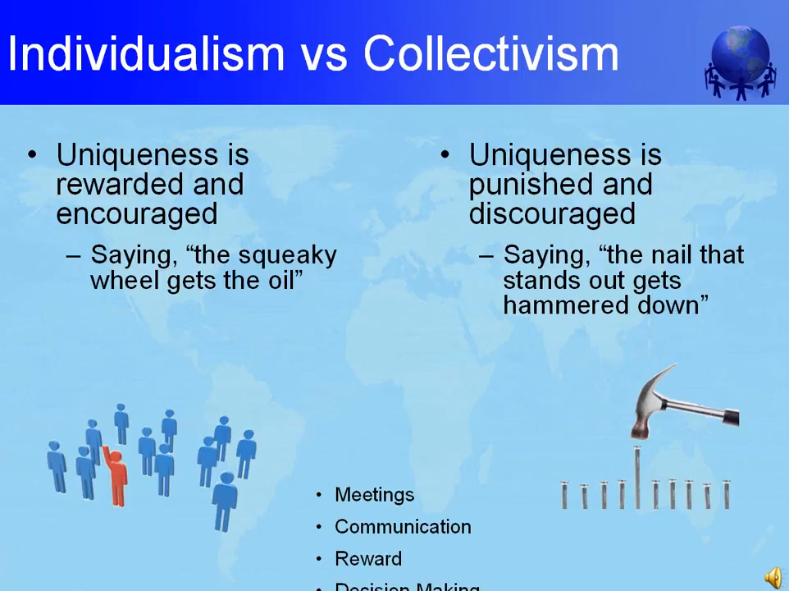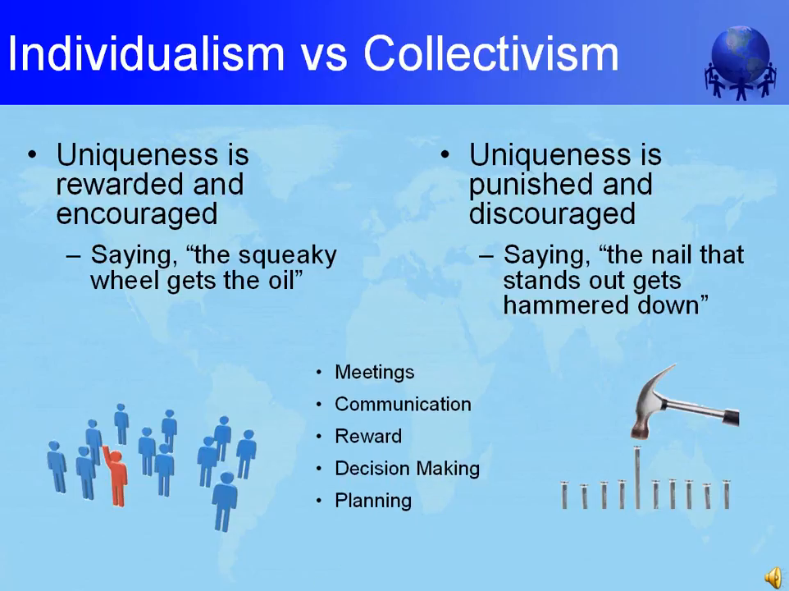Because of these different beliefs, collectivists and individualists will conduct themselves differently in meetings and during planning sessions. They will have different expectations about who makes decisions and how decisions should be made, and they will have different expectations concerning who should be rewarded and what types of behaviors should be rewarded. And as noted earlier, there is a correlation between individualism and direct communication and collectivism and indirect communication.